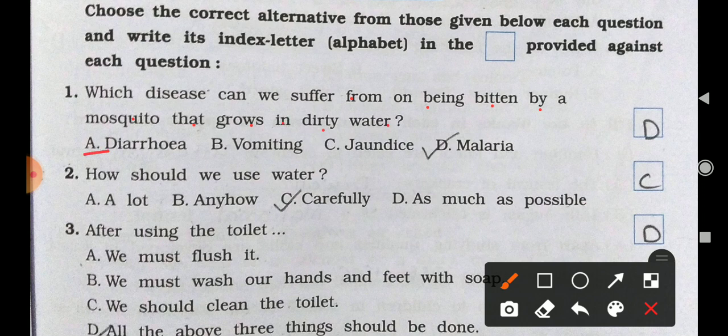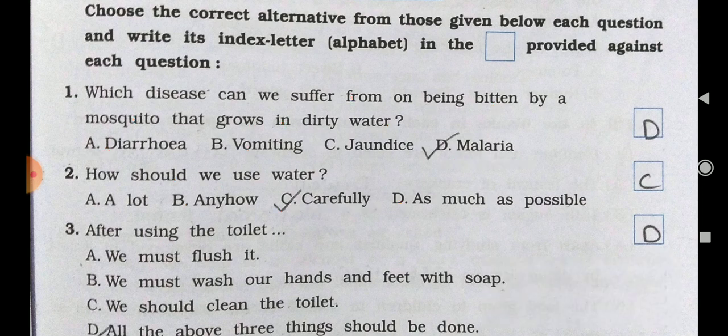Diarrhea, vomiting, jaundice, and malaria. So D, malaria, is the right answer. Second, how should we use water? A, a lot. B, anyhow. C, carefully. And D, as much as possible. Yes, we must use water very carefully. C is the right answer.